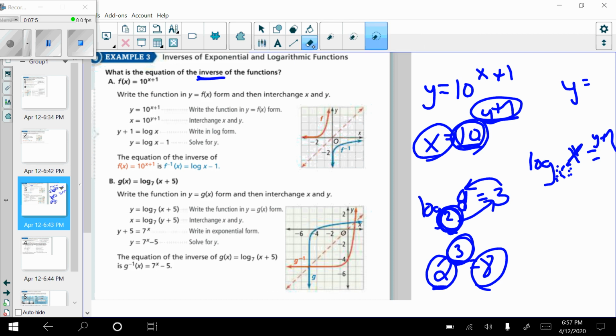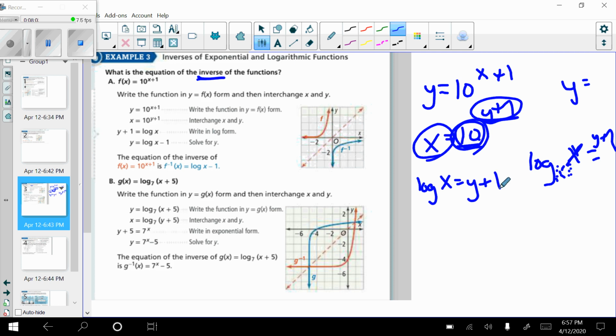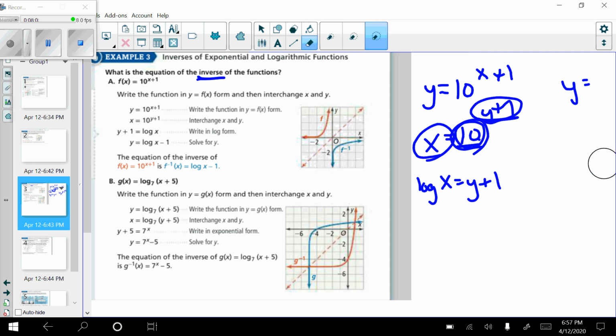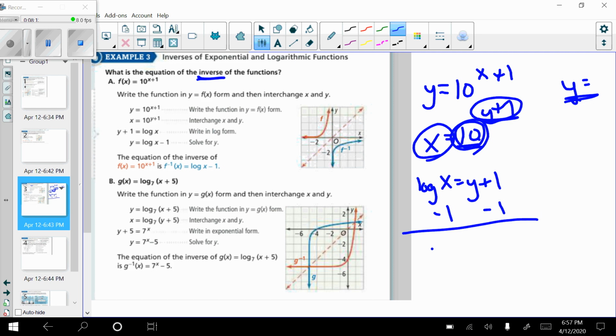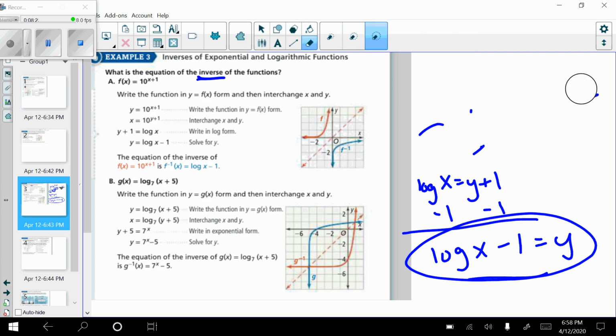It's not in the power form, so let me rewrite that better. So same thing written again. Log base 10 x equals y plus 1. Notice now the y is no longer an exponent, which is awesome for what I need to do, because I need to make this say y equals. That's the whole goal of this. So now I just minus 1, and so it becomes log base 10 x minus 1 equals y, and there I go. I got my y by itself. So that's one example of that.